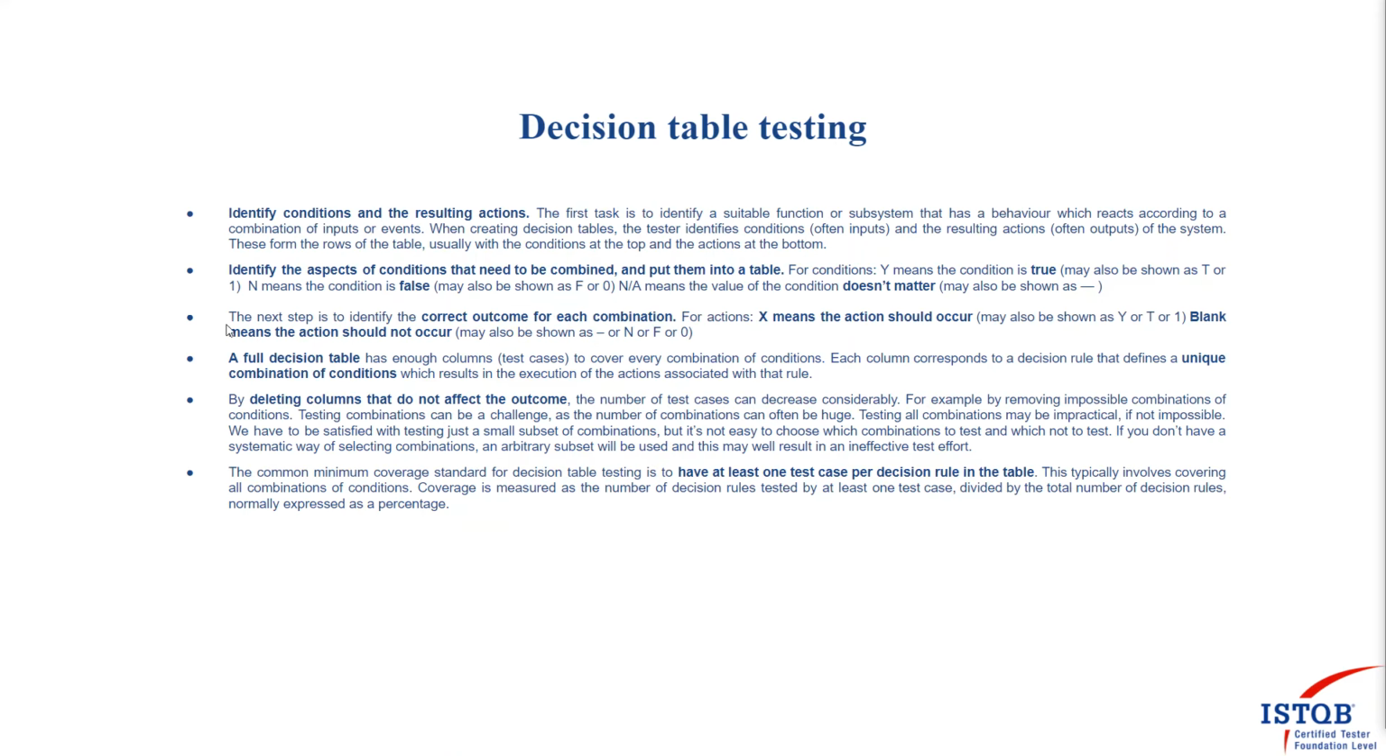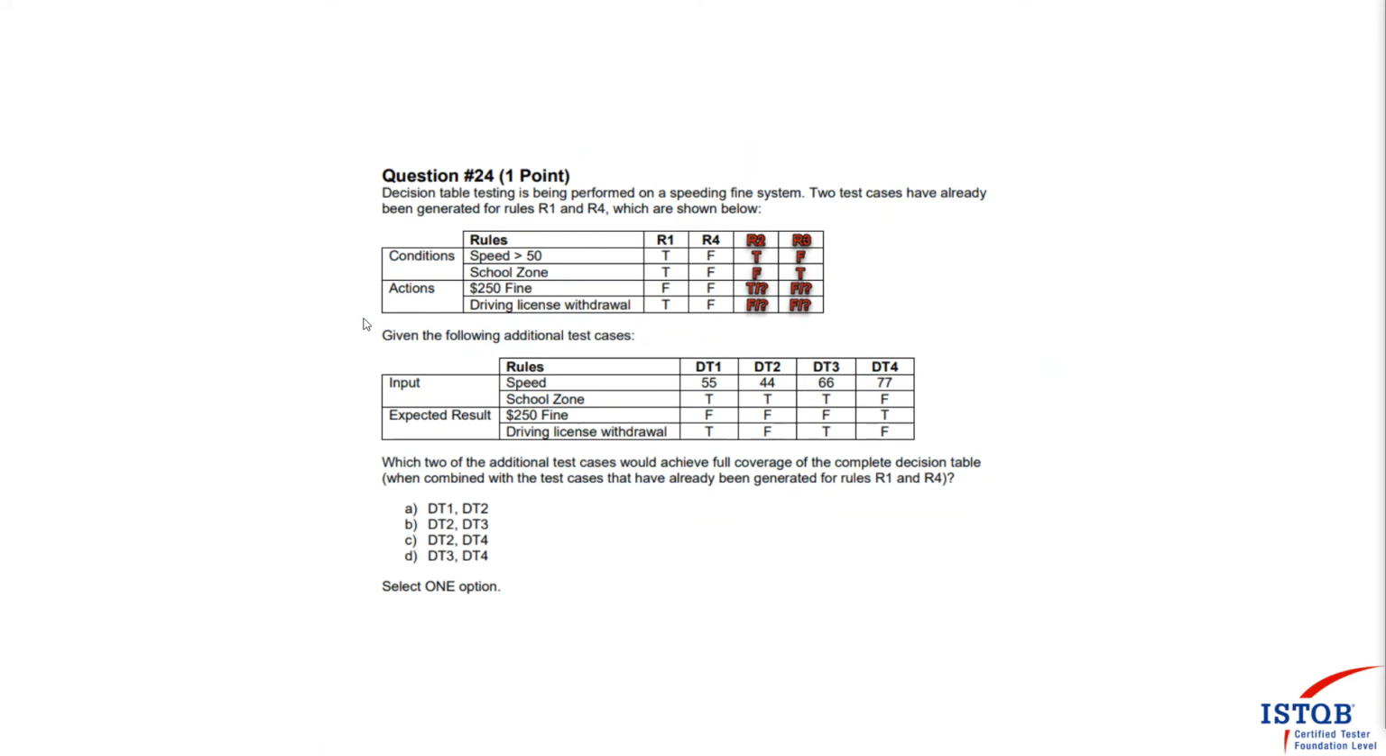The next step is to identify the correct outcome for each combination. For actions we have only 2 possible states. Action should occur or should not occur. Let's check our description one more time. We have 2 actions, $250 fine and driving license withdrawal, but we don't have clear requirements and rules. You remember that we need to assume a lot of stuff, and here we can assume.